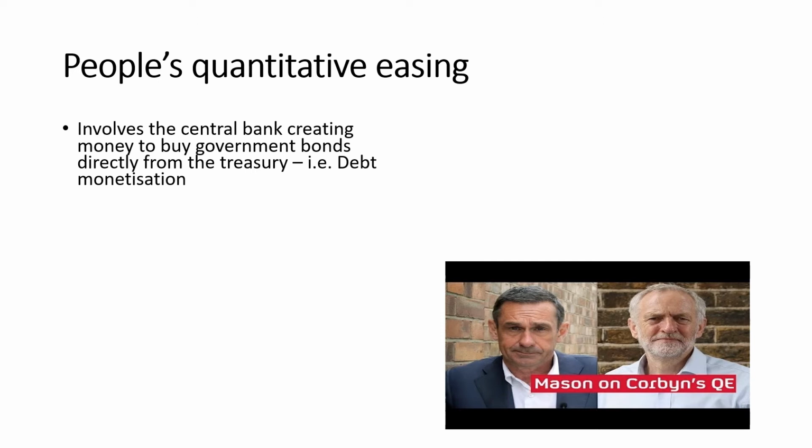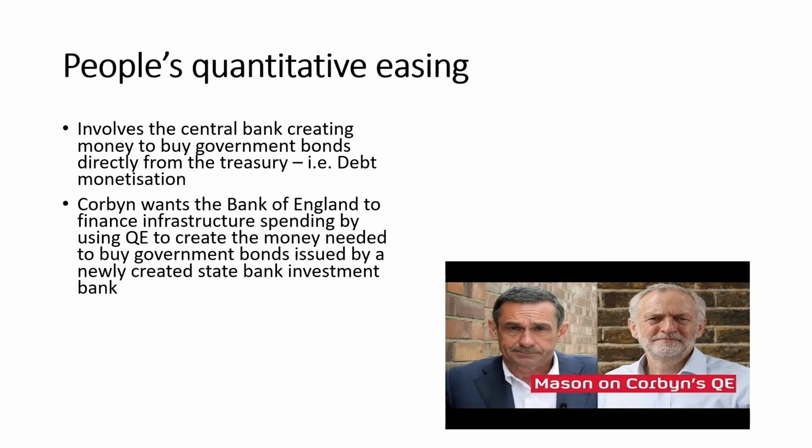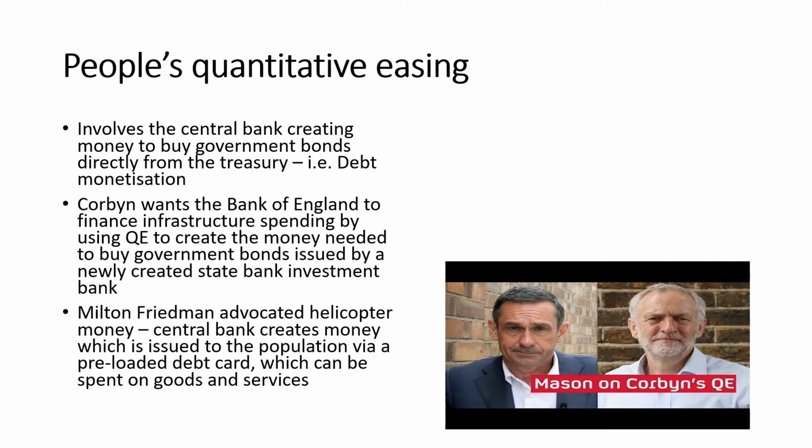Something that we might see in the not too distant future is the idea of people's quantitative easing. So that involves the central bank creating money to buy government bonds directly from the Treasury. So that's debt monetization, but the money is not going to be used to finance banker bonuses or even welfare. The idea of people's quantitative easing is that the printed money is going to be used to construct infrastructure, like HS2.